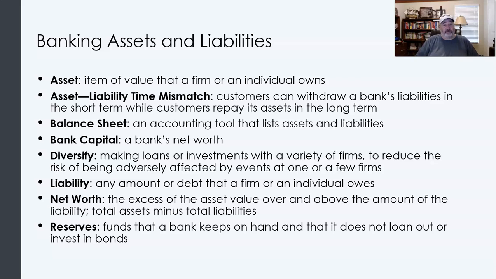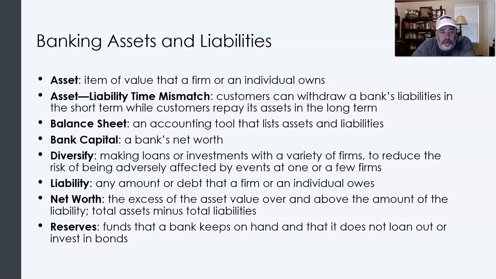Liability time mismatch, again, is just some economic frou-frou nonsense. Balance sheet is an accounting tool that lists assets and liabilities. Oftentimes it's going to be called a T account, I think is what they want to call it, because it looks like a giant T. They put a line across and one down. Assets over here, liabilities over here, and they have to equal. They have to balance. All right. Bank capital is also another way of describing the net worth of the bank.